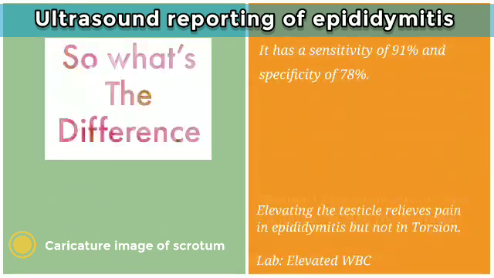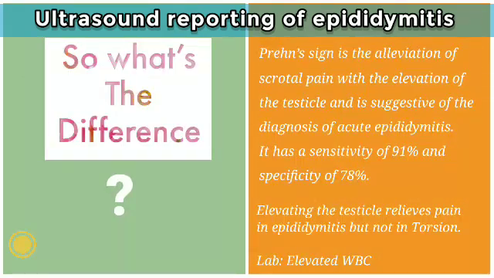So what is the difference between the physical findings of epididymitis and testicular torsion, since the management is different and there is need to differentiate the two? The difference is Prehn's sign. So what is the Prehn's sign? It is the alleviation of scrotal pain with the elevation of the testicle. When we elevate the testicle of someone with epididymitis, the pain reduces. But in case of testicular torsion, the pain remains the same. It does not reduce. And we can also see elevated white blood cells in a patient with epididymitis, but that is not used in the diagnosis.